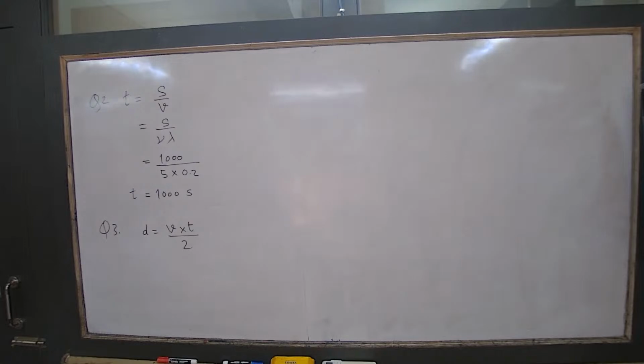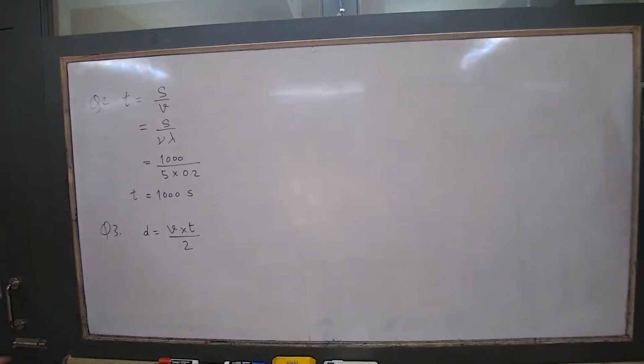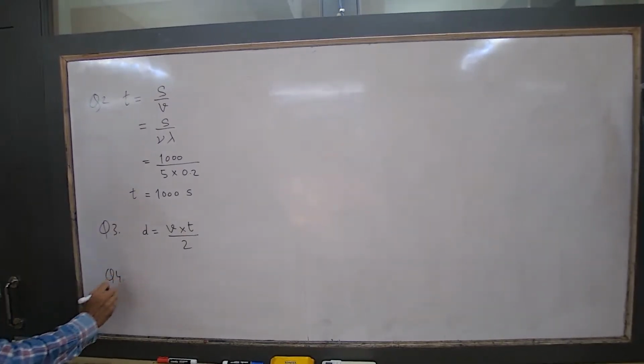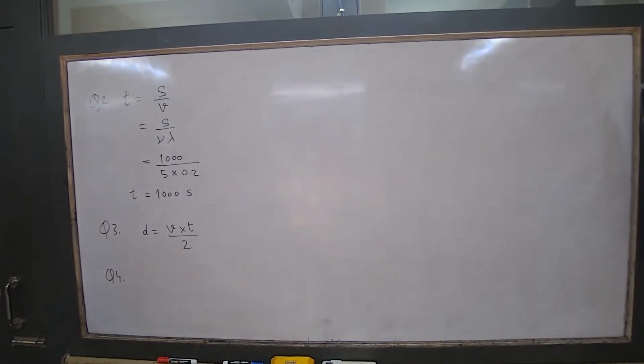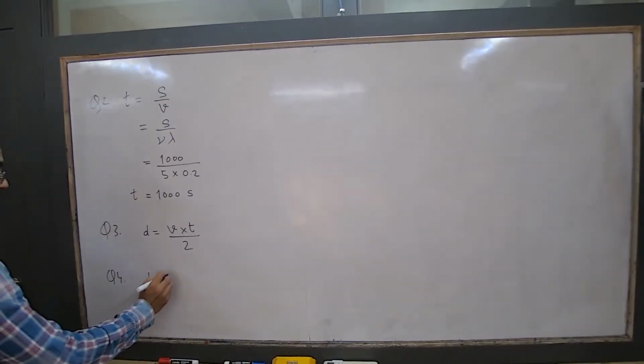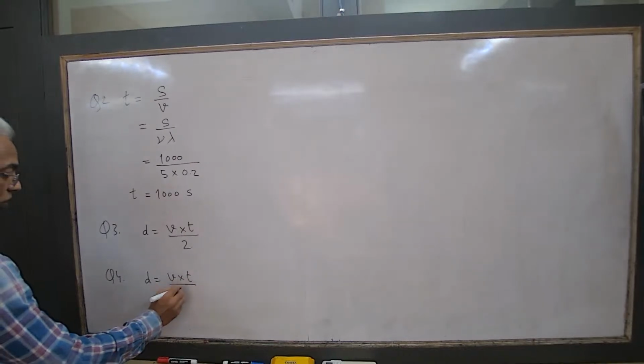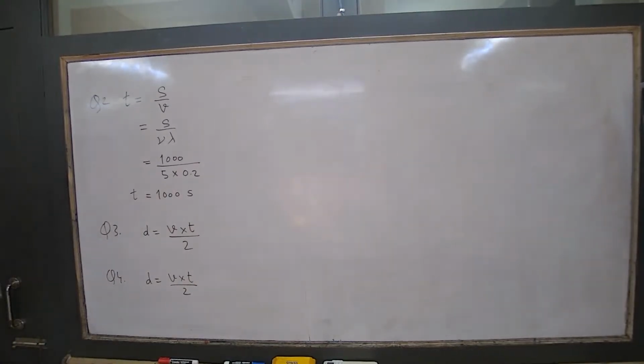Now you solve it yourself. Question 4. I'll give you the formulas for every question. A person stood near a cliff and clapped. We heard the echo of the tree. So echo time is given. Again the same thing, same formula. Do the unit conversion properly. Here also you have to find T only for this.